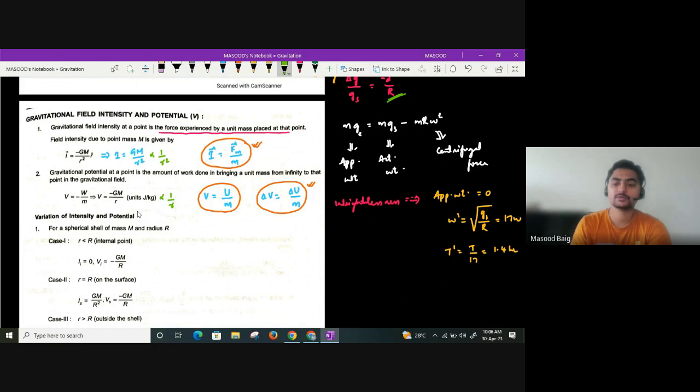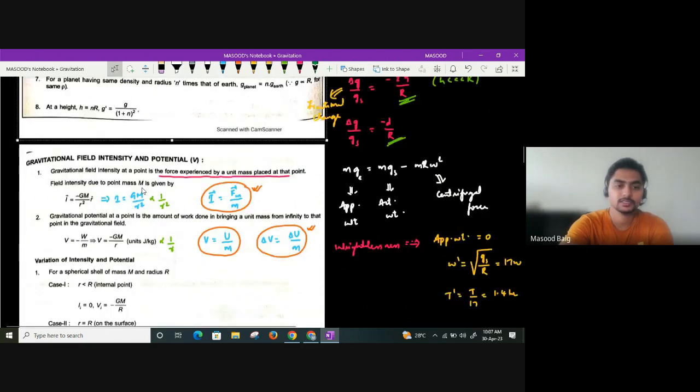And always remember, gravitational potential or gravitational potential energy will always be negative. Electric potential energy or electrostatic potential, if we consider, may either be positive or negative, but gravitational potential will always be negative, guys. For a point mass, field will be GM by r square and potential will be minus GM by r. So field will be inversely proportional to r square, potential will be inversely proportional to r for point mass, guys. We have something called a spherical shell.